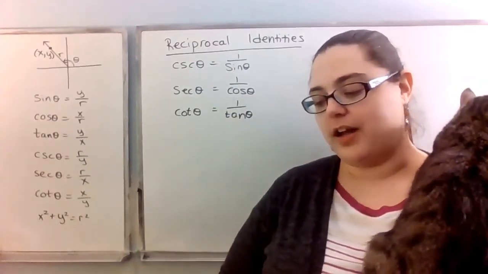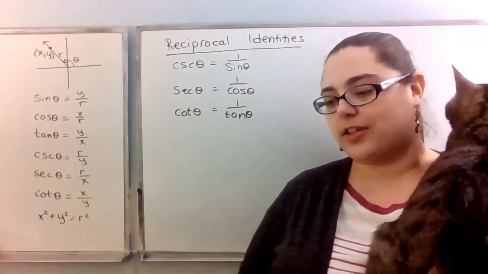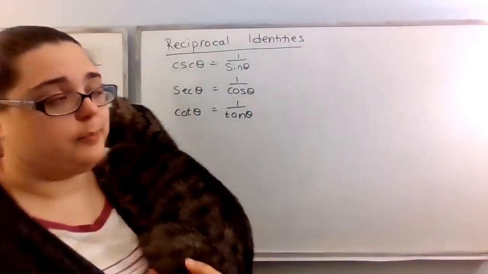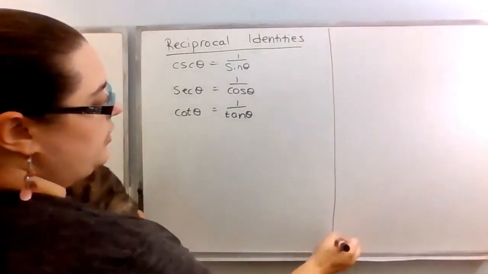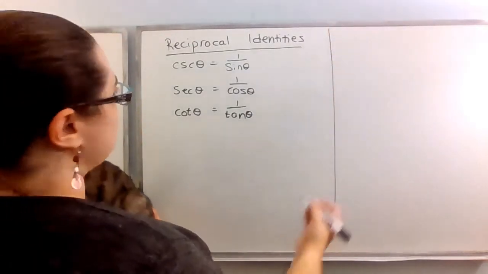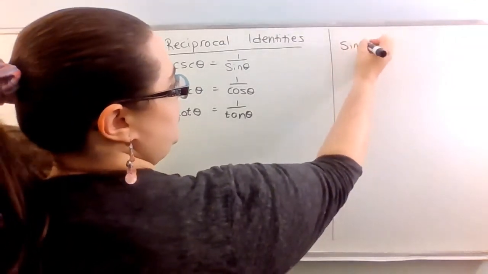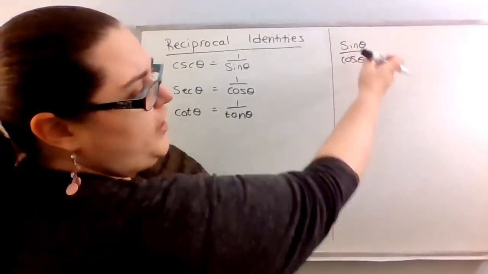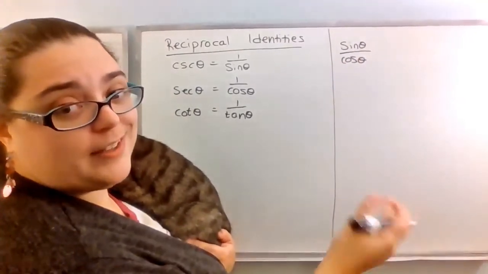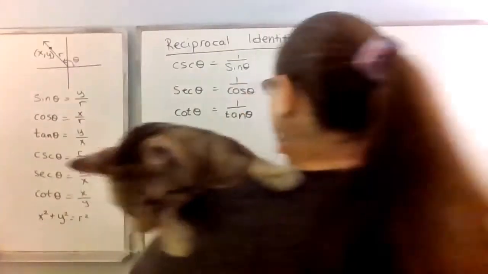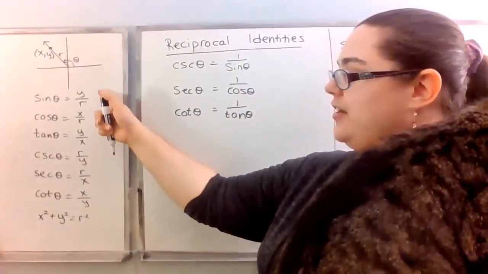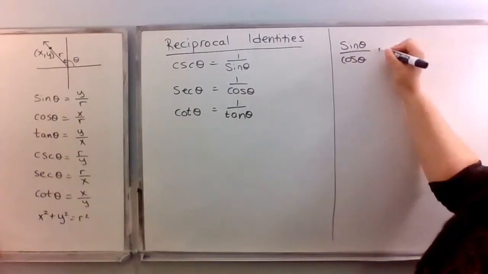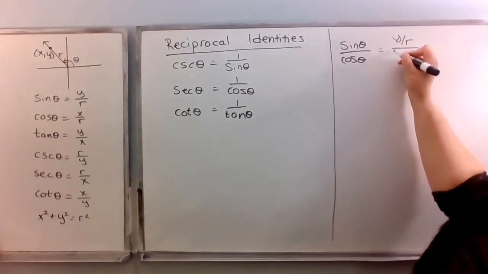We also have what are called the quotient identities. So let's develop those a little bit. I'm going to develop them and then we're going to summarize them. So I'll develop them over here. I'm going to take the ratio of sine theta over cosine theta, because it's a quotient of 2 trig functions. So for developing quotient identities, we should probably start with a quotient. So over here, sine of theta is y over r, and cosine theta is x over r. So over here, I'm going to write y over r over x over r.